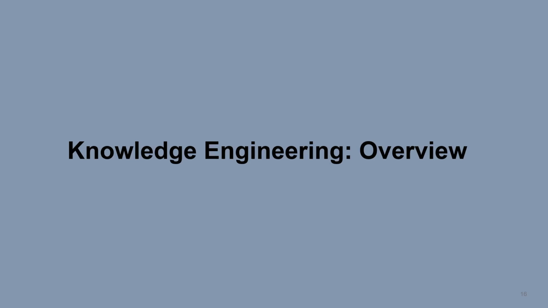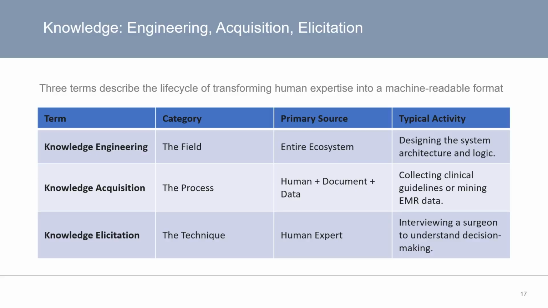Our next section of the lecture will provide a brief overview of knowledge engineering. Here's a table laying out the basics of 3 terms describing the life cycle of transforming human expertise into machine-readable format: knowledge engineering, knowledge acquisition, and knowledge elicitation.